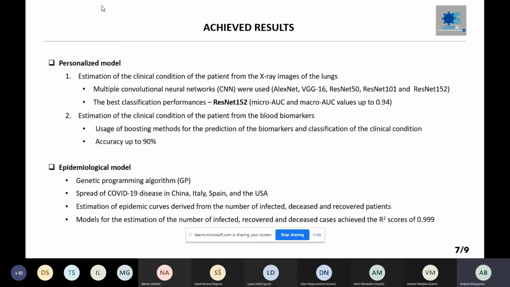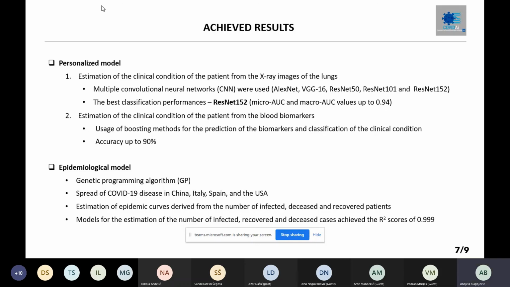classes. As I mentioned, low risk, high risk, very high risk, and medium risk, of course. And we achieved accuracy up to 90%.